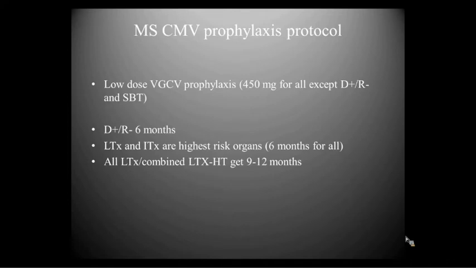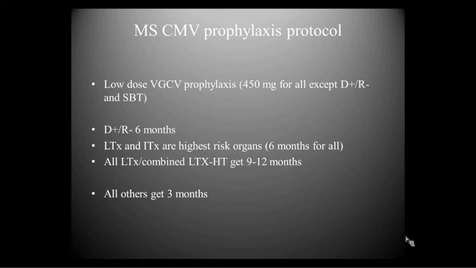The other population where we're doing full dose prophylaxis is the small bowel population. So the high risk patient would get six months, everybody else would get 3 months. And we don't do lungs here, but every lung transplant recipient or a combined heart lung would get up to 12 months of prophylaxis.